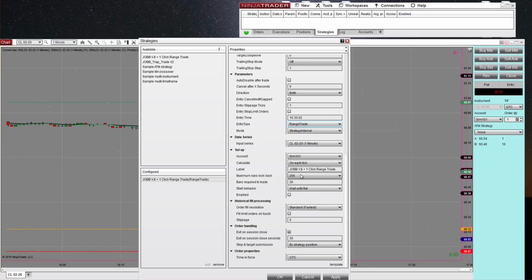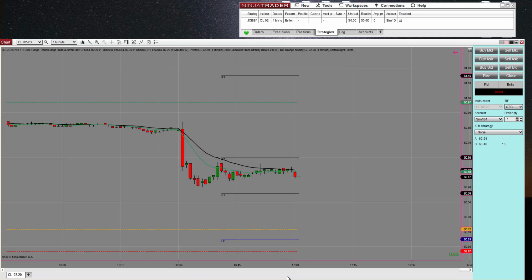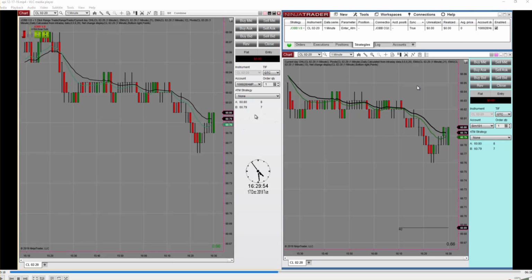If I was trading right now with real money, I would change my account from SIM to my real account number. But other than that, I would apply the trade, okay it, and it would allow me to trade the strategy. Let me show you how this played out in real life. These were what my real charts looked like in the trade room right before the range trade that I just set up.